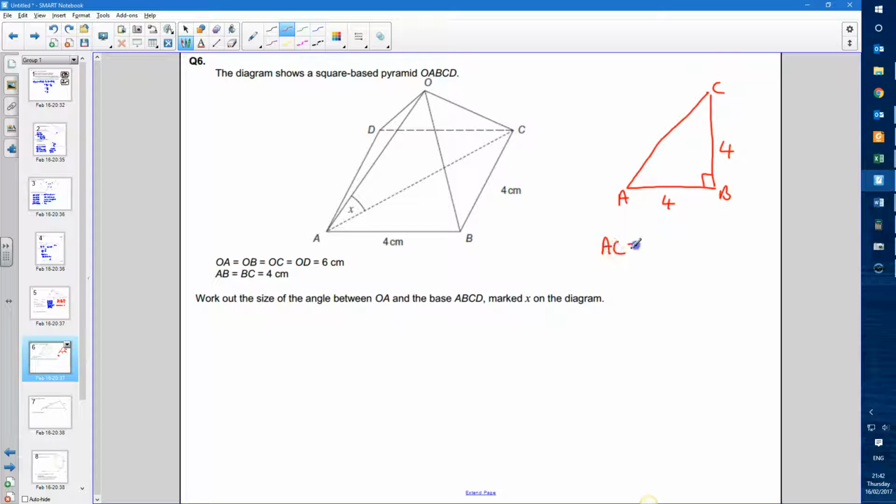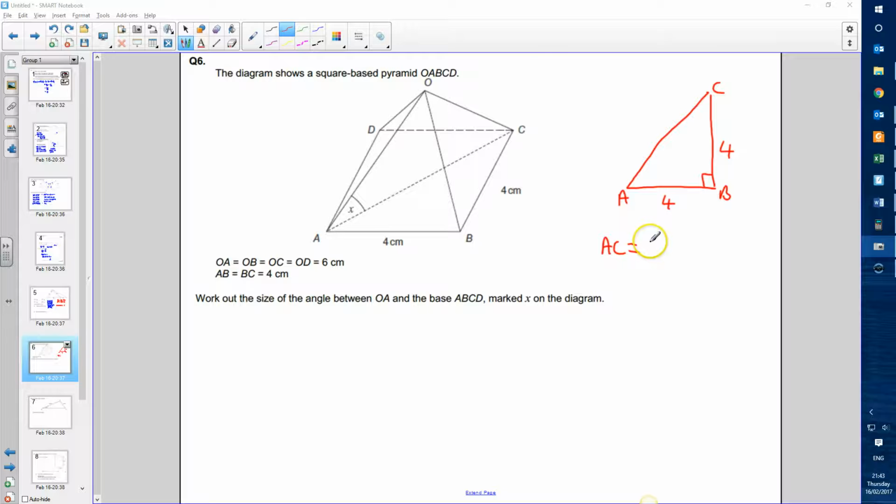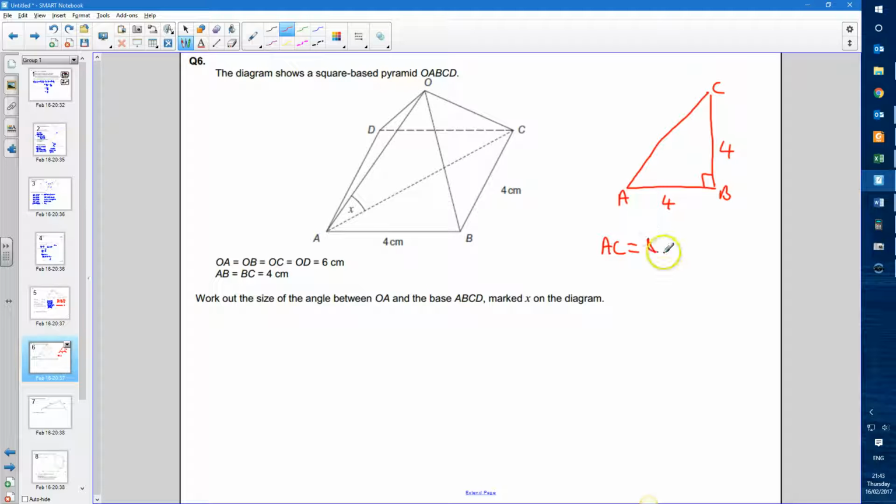So AC is going to be equal to 4 squared plus 4 squared, square rooted. 16 plus 16 is 32, so AC is equal to the square root of 32, and the square root of 32 is equal to the square root of 16 times the square root of 2, which is 4 root 2. So this length here is 4 root 2. That's the length AC.